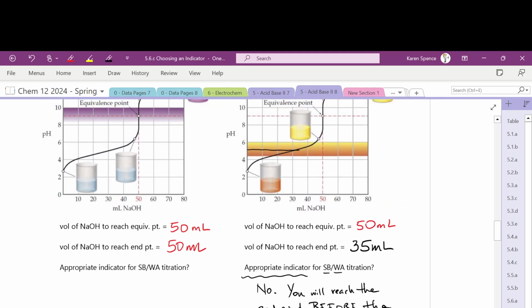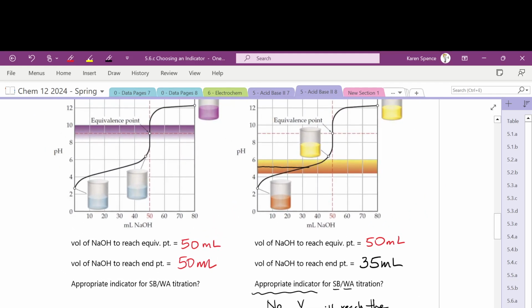How about phenolphthalein? Yes, it is an appropriate indicator. You will reach it, and it will turn color at the equivalence point.